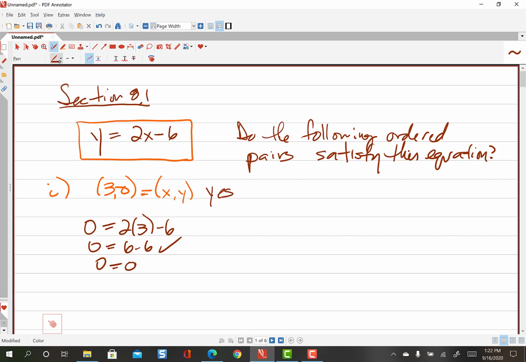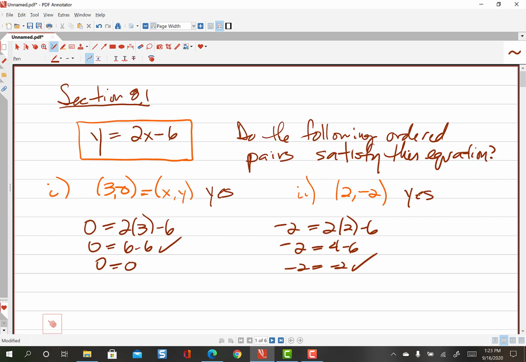All right, let's say I pick something else, like 2, negative 2. If I put in y is equal to negative 2, I'm going to have 2 times x, which is positive 2, minus 6. So negative 2 is equal to 4 minus 6. Again, a true statement. This one satisfies this equation.